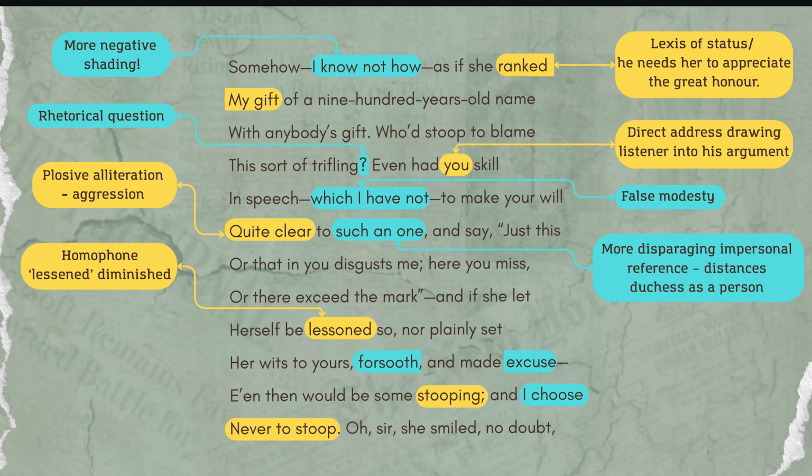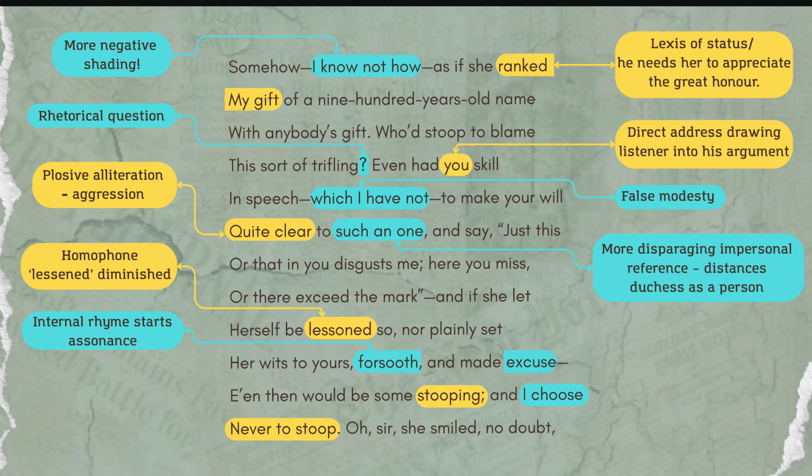She needs to be taken down. She needs to be reduced. So she might let herself be lessened, or alternatively, she might plainly set her wits to yours. She might argue with you and try to explain herself. How dare she? Forsooth, you've got this internal rhyme. Forsooth, the maid excuse. Keeps the rhythm going, keeps us driving forward with the narrative here.